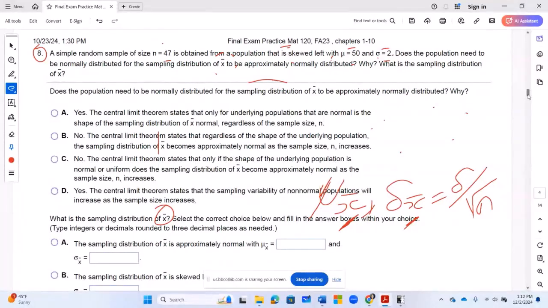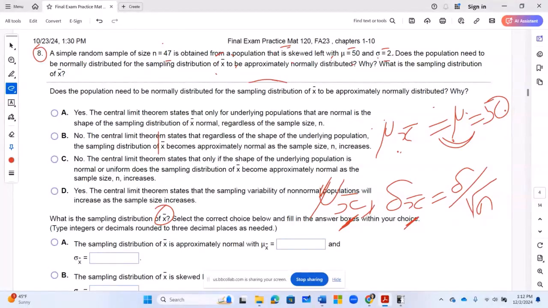So mu X bar is equal to the mean of the original data, equal to 50. Remember, I don't have to put two equal signs. I'm just trying to make sure. So the mu X bar is 50. The mean of the original data is 50.